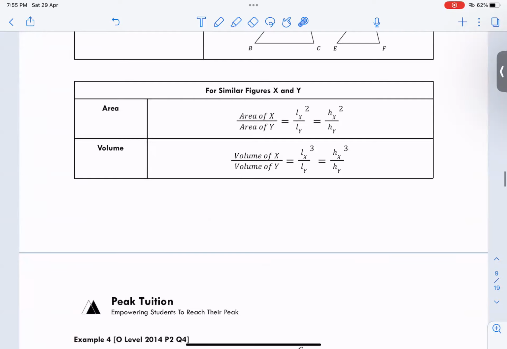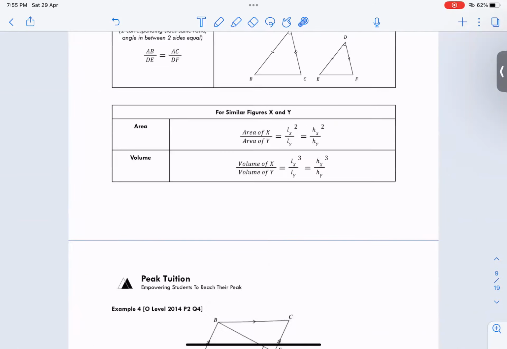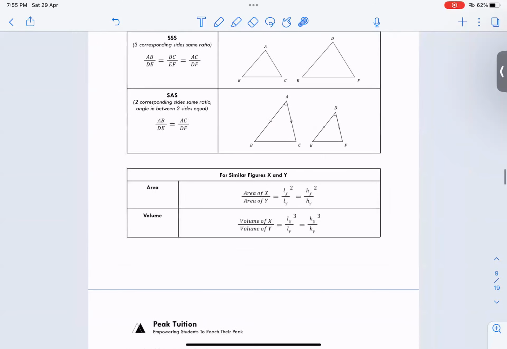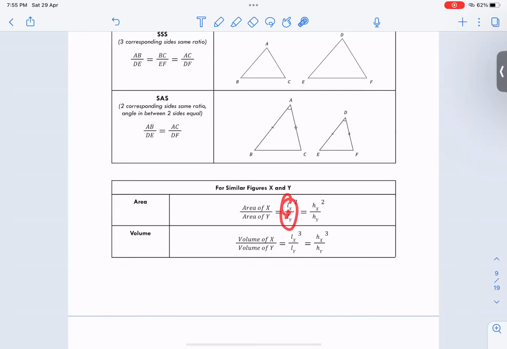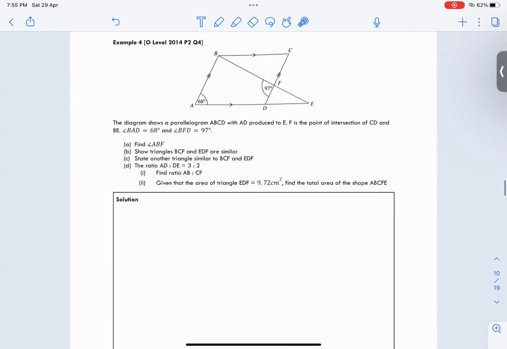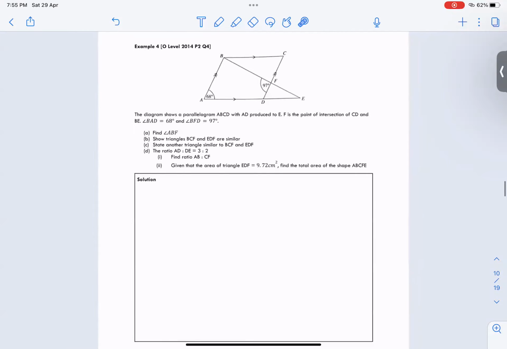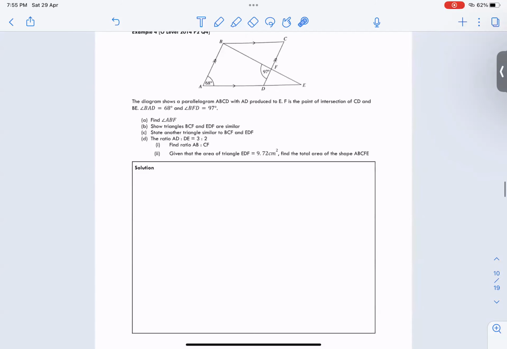Then after that, the similar figures, this one is very simple. You just take the corresponding sides, the ratio, like AB over DE, then you square it for the area, or if you want a volume, you cube it. Okay. So now we try this one.